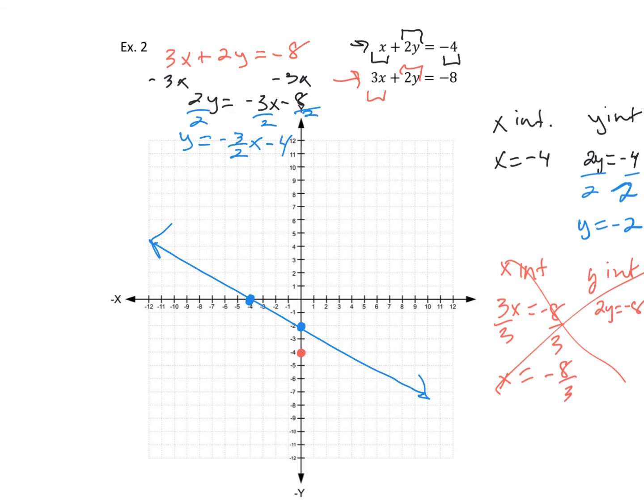I have a slope of -3/2, so I need to go up 3, 1, 2, 3, and to the left 2 to make it negative, or I could have went down 3, 1, 2, 3, and over 2 that way. Either way. Where they cross is going to be my solution. So I have one solution. It crosses at 2, -1. You always write x and then your y.